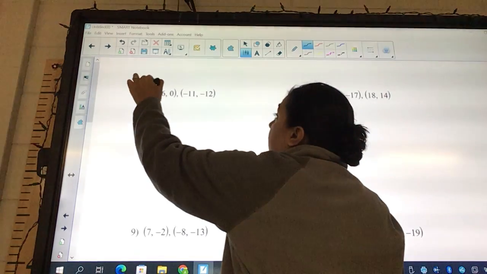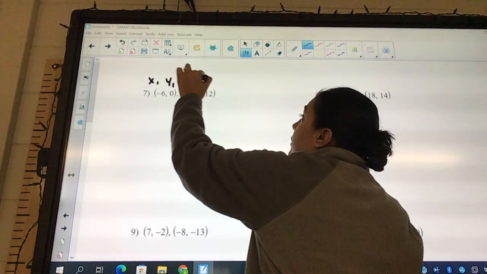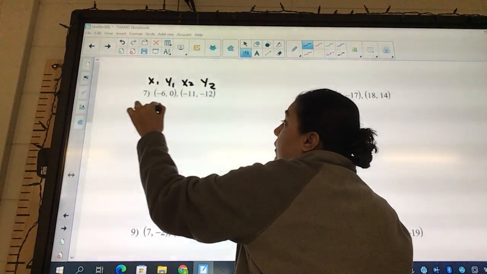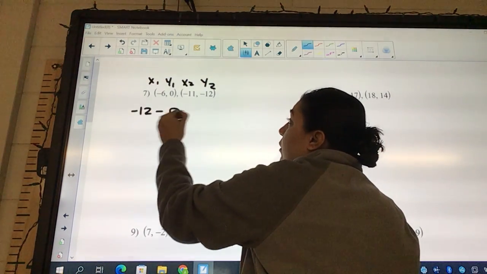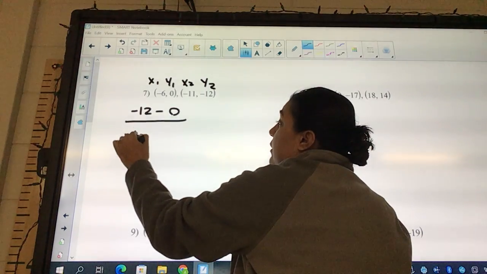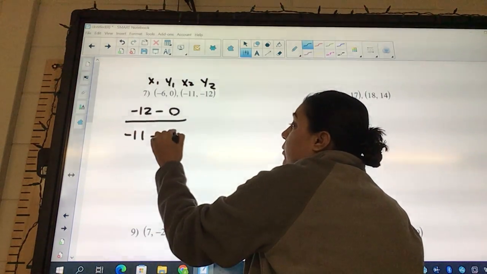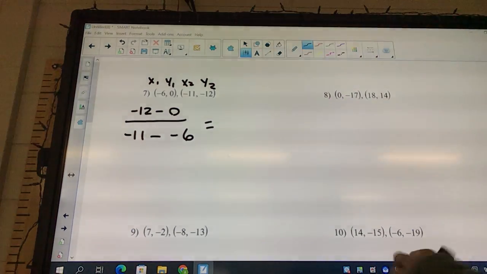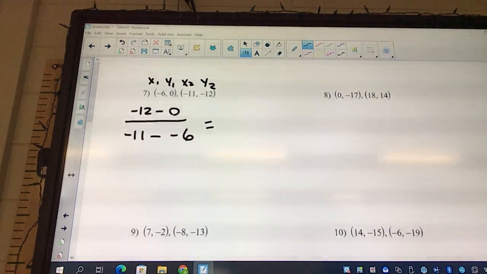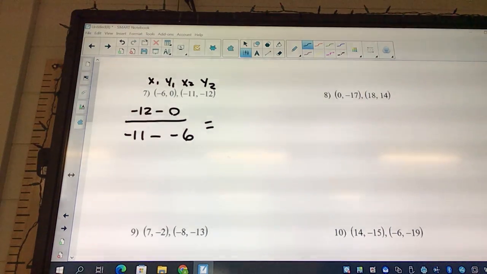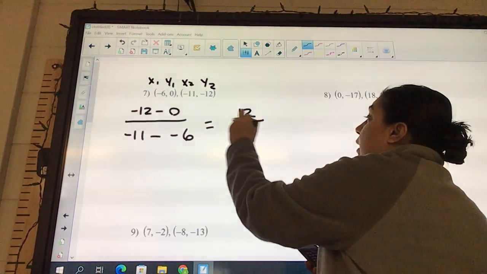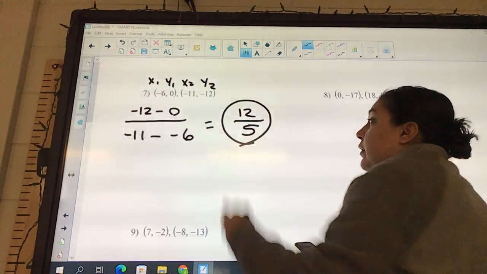Okay, so this one we got x1, y1, x2, y2. So I say y2 is negative 12, minus y1 which is 0, over x2 which is negative 11, minus my x1 which is negative 6. So we got negative 12 minus 0 over negative 11 minus negative 6, which is going to be 12 over 5. This is what you should get on your calculator.